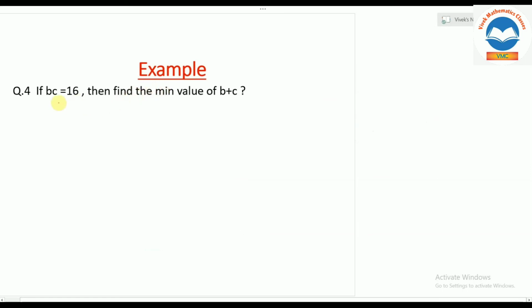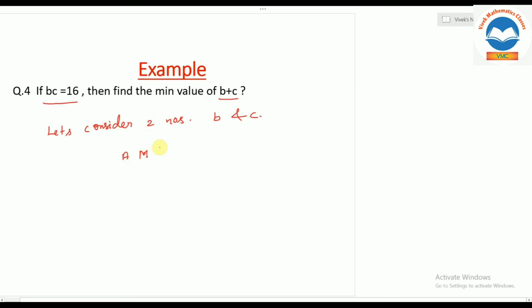Next. If BC equals 16, they have given BC equal to 16 and they are asking to find the minimum value of B plus C. When you add B and C, what do you have to do? Same as previous, let's consider two numbers, B and C. In this we will apply AM greater than or equal to GM.